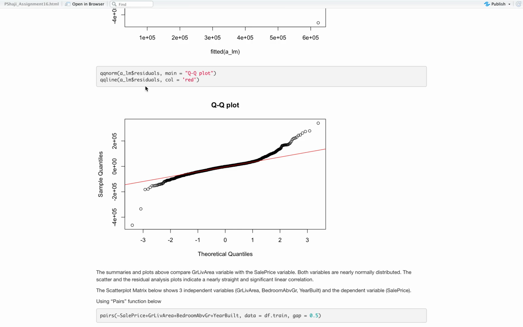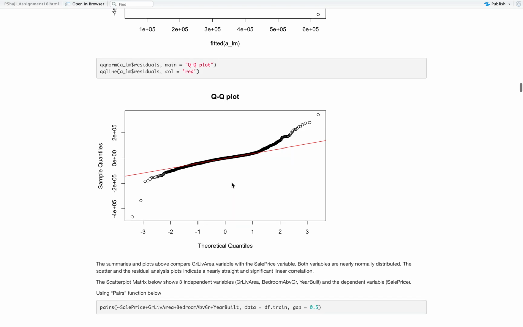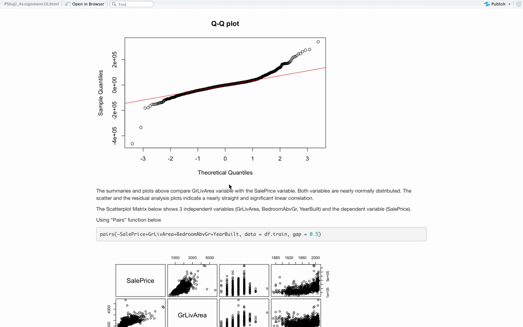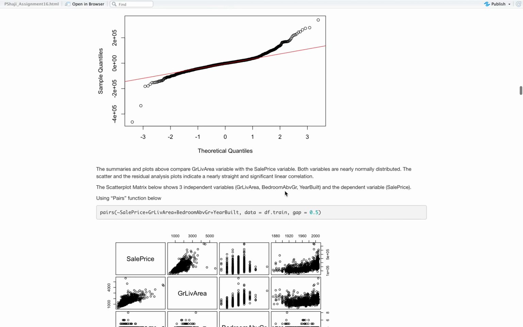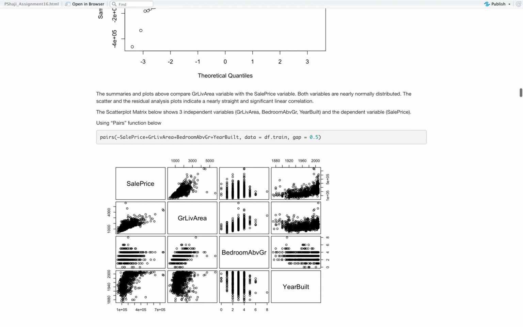After that, we plot the QQ norm, which shows us the same, that most of the points lie on the straight line. So to summarize the above graphs, both variables are nearly normal, that is the sale price of the training set and the ground level living area. And the scatter and the residual analysis plots indicate a nearly straight and significant linear correlation.